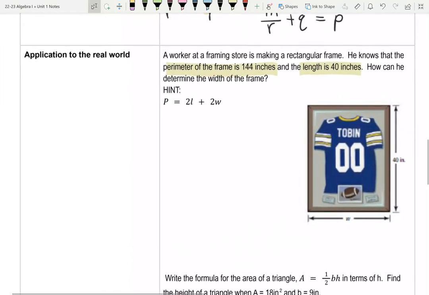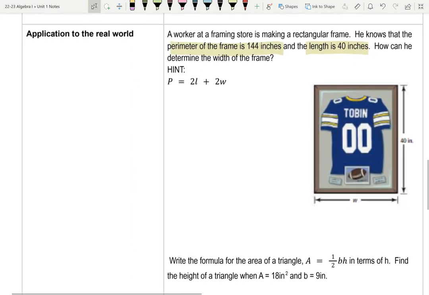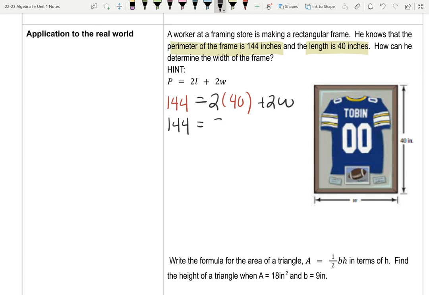So for this one, I'm going to show you another way. If they give you the numbers, you could just plug them in. So I have 144 for my perimeter, so I'm going to put 144 here, is equal to 2 times the length, and I know that my length is 40. And then plus 2w. So all I did was plug in the two numbers that I know. And now I'm going to work on solving.